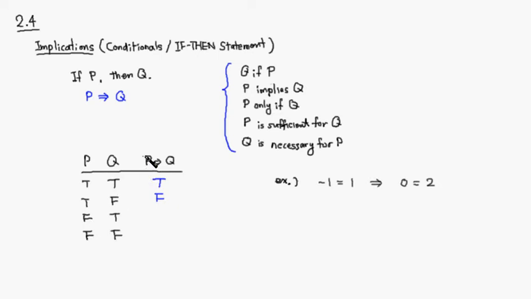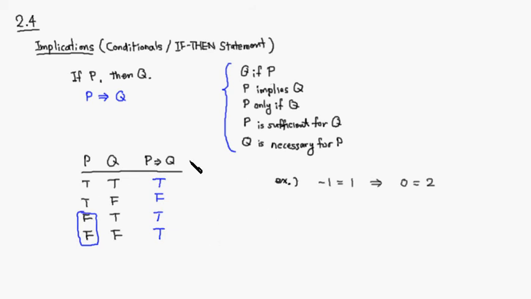If the if part is false, then it doesn't really matter what the conclusion is. It's always true, because if something happens, then you have a conclusion, but that didn't happen. But it cannot be false. So false implies false is actually also true. Whenever you have the if part false, the implication is always true.